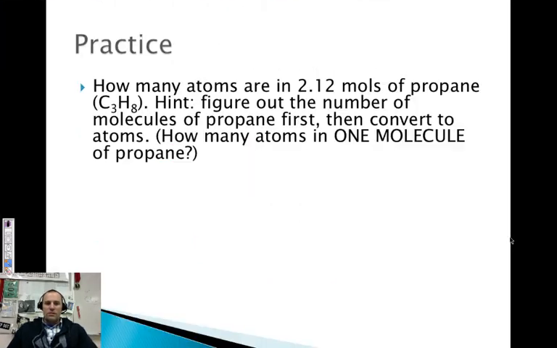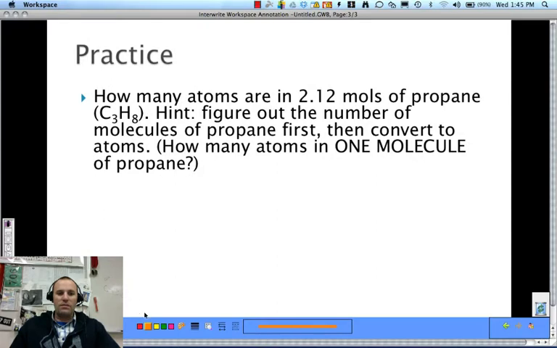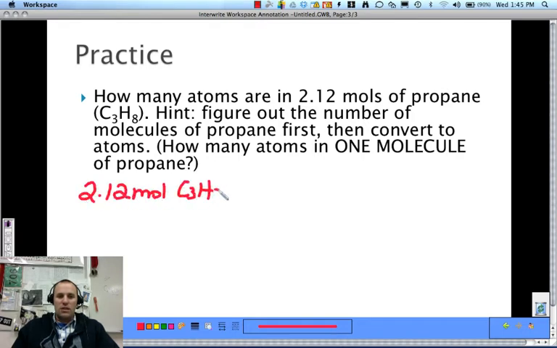Let's do another practice problem. How many atoms are there in 2.12 moles of propane, C3H8? Okay, so it gives us a hint there. We'll look at that in a minute. Again, the first step, write what you know. 2.12 moles of propane, C3H8. What do you want to know? Question mark. Atoms. We want to know how many atoms there are in that.